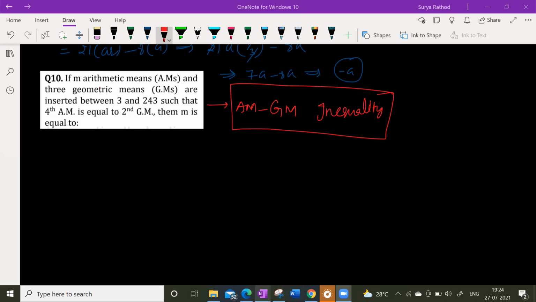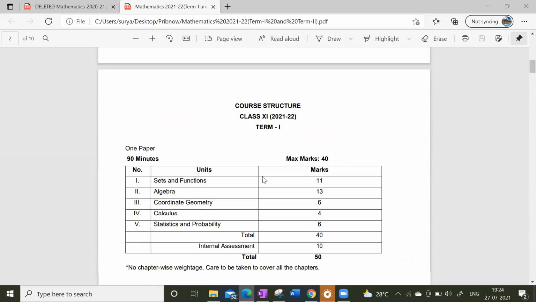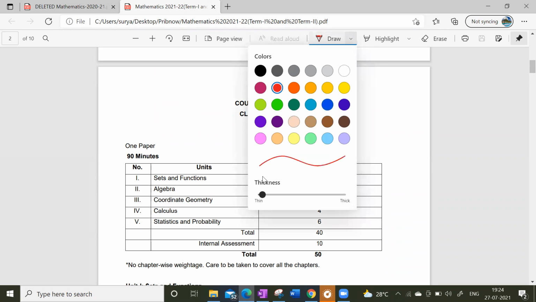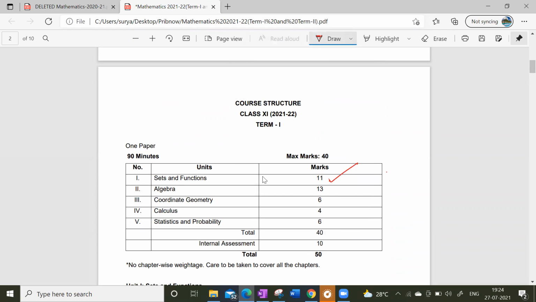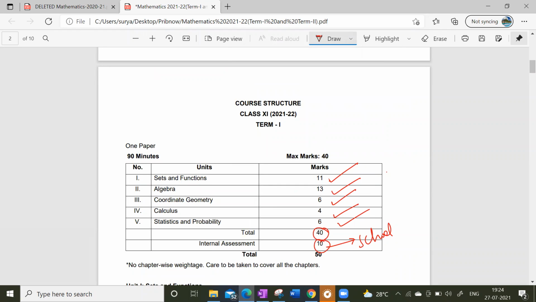Okay. For CBSE children, look at this. Your syllabus for term one: your term one paper evaluation is going to be sets and functions, 11 marks. This is from the board point of view, not the JEE point of view. Sets and functions 11 marks, algebra 13 marks, coordinate geometry 6 marks, calculus 4 marks, statistics and probability 6 marks. Total 40 marks, plus 10 marks internal assessment which your school is going to conduct. Total 50 marks for your term one exam.